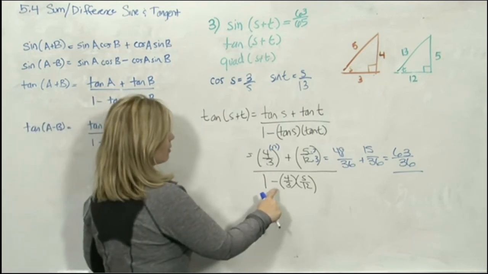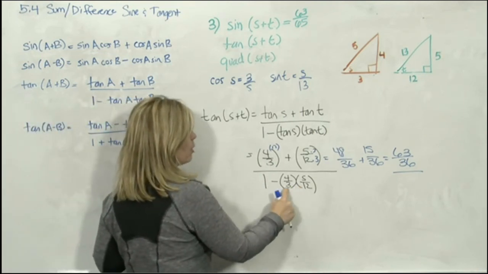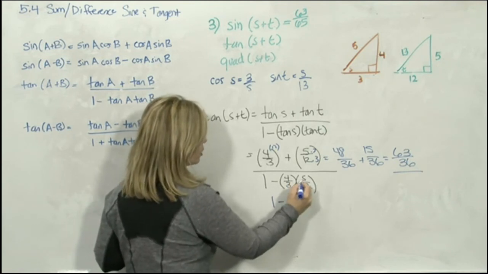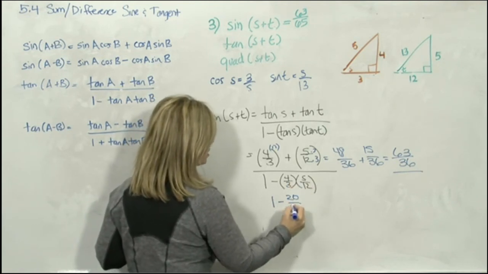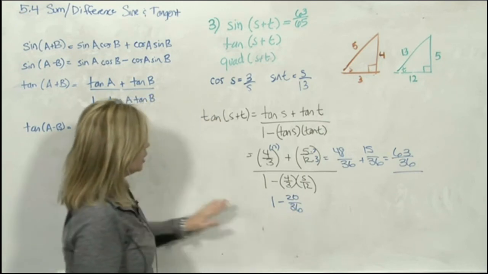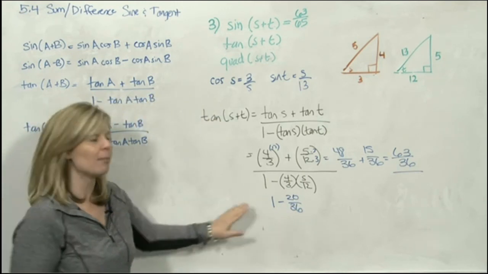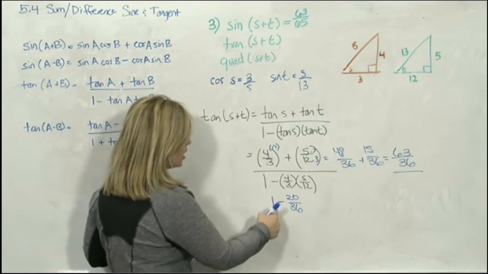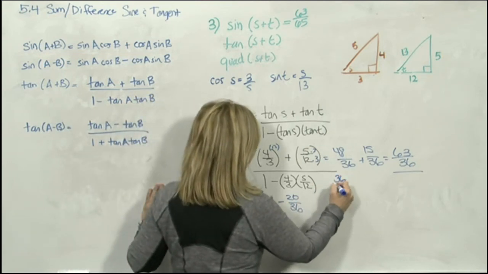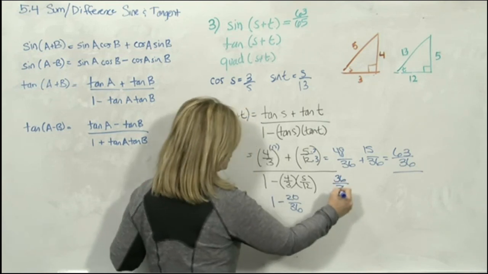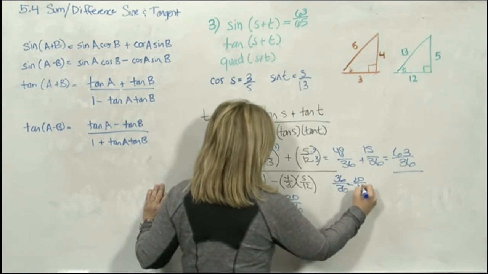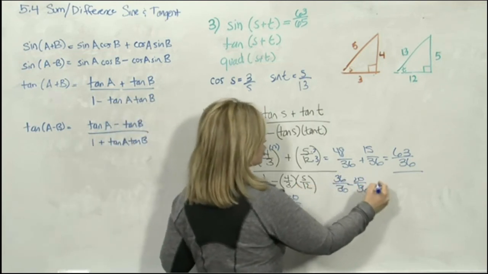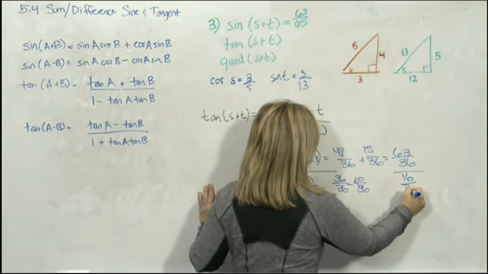Now my denominator. I can't subtract yet because I've got to multiply. So this becomes 1 minus, we're going to multiply, 4 times 5 is 20, 3 times 12 is 36. To subtract, I need a common denominator. The common denominator of 1 and 36 is 36. So this really becomes 36 over 36, which is 1, minus 20 over 36. And 36 minus 20 is 16 over 36.